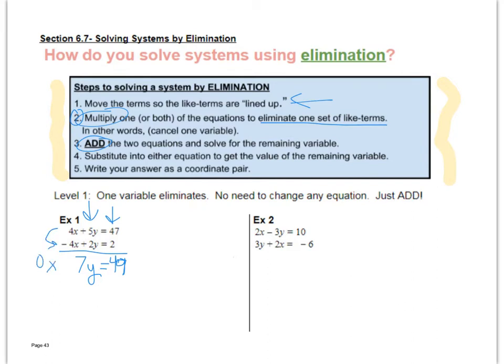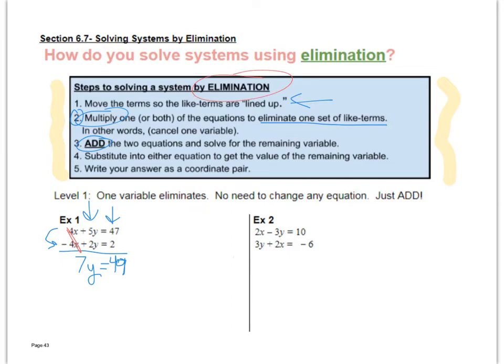Now, I don't usually write that because I'm going to have plus there. What is 0 times x? Well, it's just 0. So let me erase that. And then what is 0 plus 7y? Well, 0 plus anything is just itself, so I really don't need to write it. What happens is that 4x minus 4x cancels out or eliminates. That's why it's called elimination.